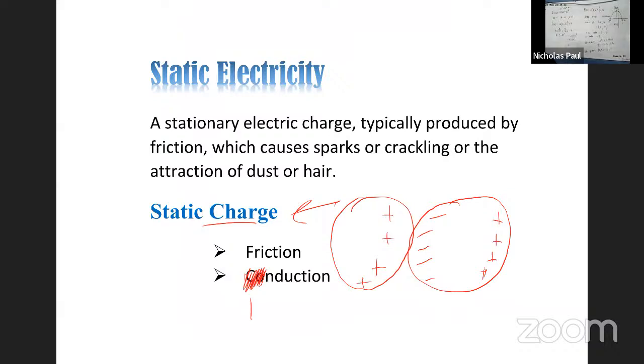So the two types of charging are charging by friction and charging by induction. Are you okay with that? Yeah, Josiah?